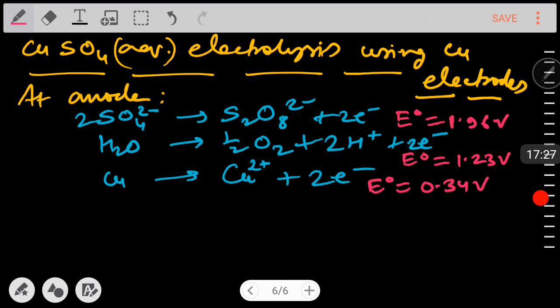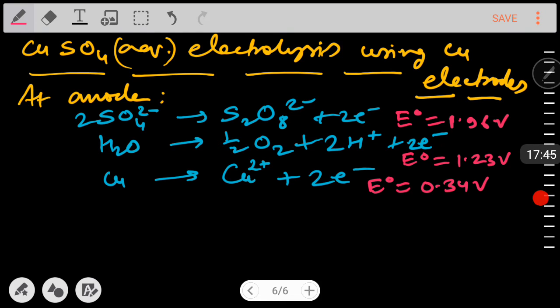So at the anode, now there are three reactions in competition. One, sulfate may be oxidized into S2O8 2-. Second, water may be oxidized into O2 and H+ ions. And third, the copper electrode may also be oxidized to give Cu2+ and 2 electrons.